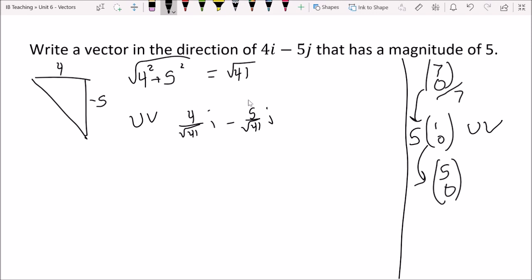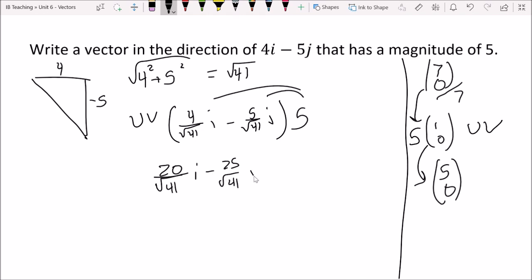And then if I want to get a vector that has a magnitude of 5, I'm just going to take this whole thing, I'll do it as parentheses though, I'll take this whole thing and multiply by 5. Like this. And since that's a minus, we absolutely get to distribute that. So what do I get? I get 20 over root 41 i minus 25 over root 41 j. And that now has a magnitude of 5.